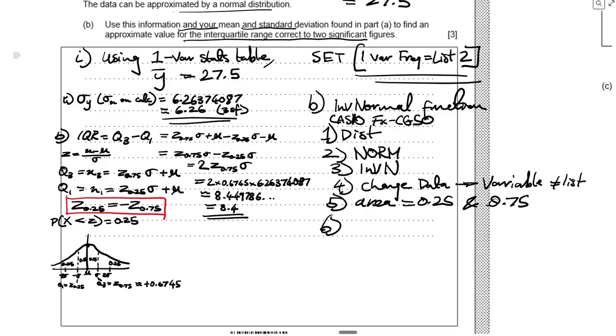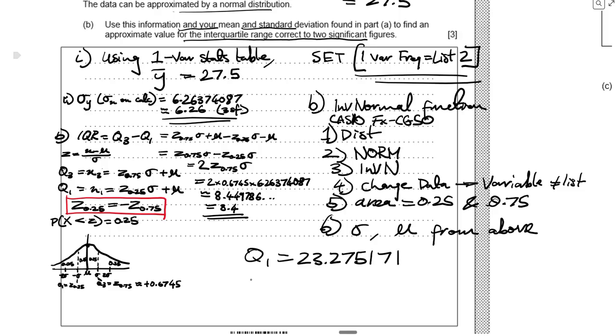And I have to input the values for standard deviation and mu from above, right? And so now all I had to do is put in the area 0.25. So what I found out is Q1 is equal to 23.275171. Q3 is equal to, let me check, 0.75. What I get is 31.724829.